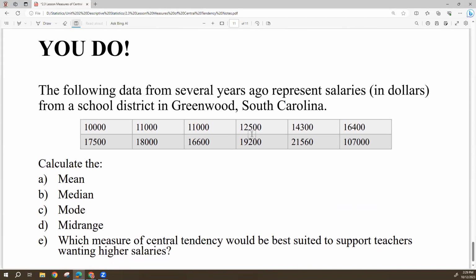If not, I have a new data set about teacher salaries. I want you to find the mean, median, mode, and mid-range. And then I want you to think about which measure you think would be best suited if teachers went to the school board and wanted a higher salary. As always, if you need help, please do ask, or you can ask a friend or a partner. Take your time and good luck on this.